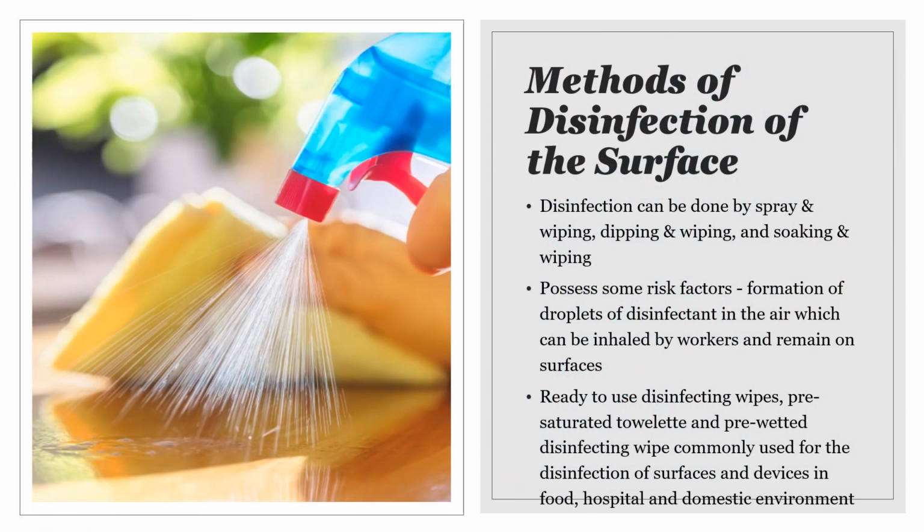And here are the methods of disinfection of the surface. Disinfection can be done by spray and wiping, dipping and wiping, and soaking and wiping. It also possesses some risk factors: formation of droplets of disinfectant in the air, which can be inhaled by workers working there and remain on surfaces. Ready to use disinfecting wipes, pre-saturated towelettes, and pre-wrapped disinfectant wipes are commonly used for the disinfection of surfaces and devices in food, hospital, and domestic environments.